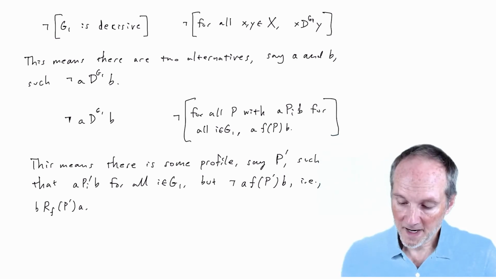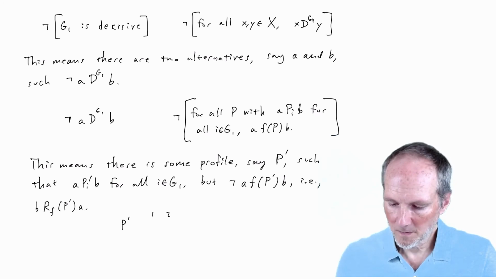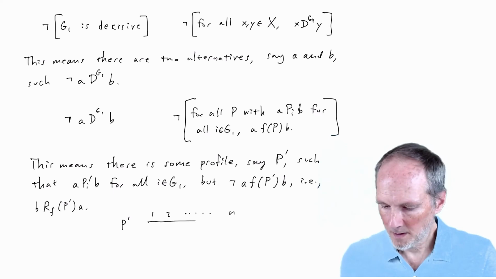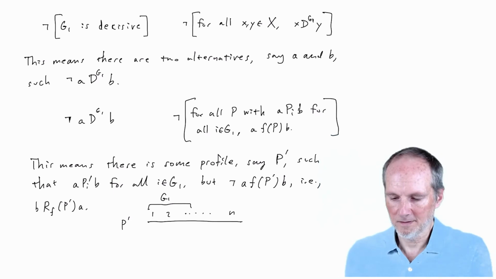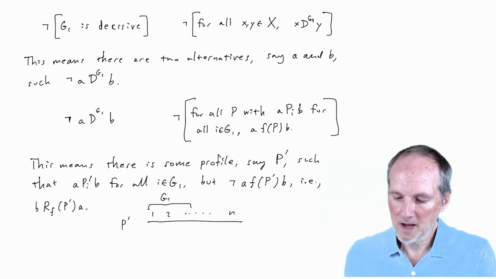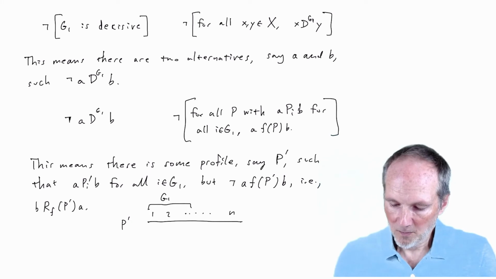So if we were to write out that profile, the P prime profile, we would have all these people up here. Let's just say that the people in G1 are this first group here. It doesn't have to be like that, but what we're talking about is a situation like this. We have a profile P prime where everyone in G1 prefers A to B.